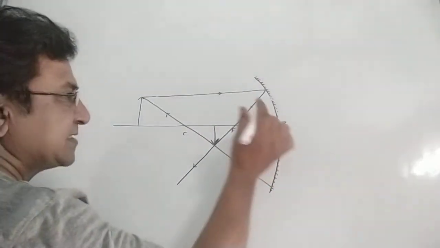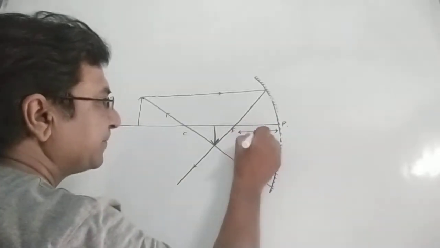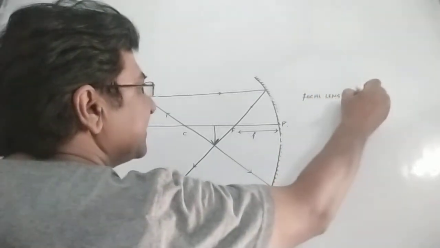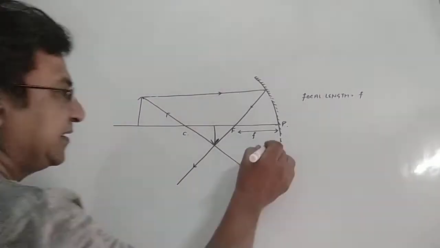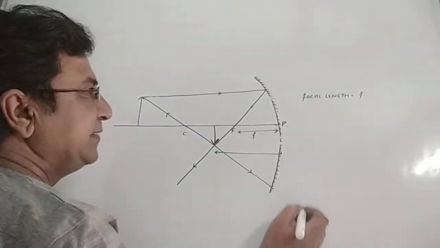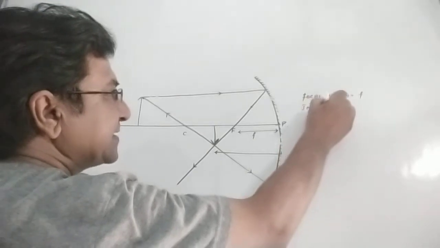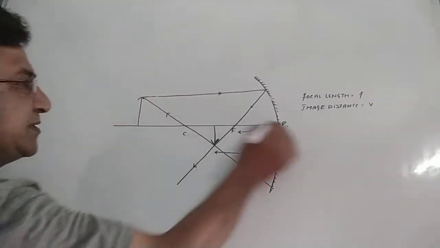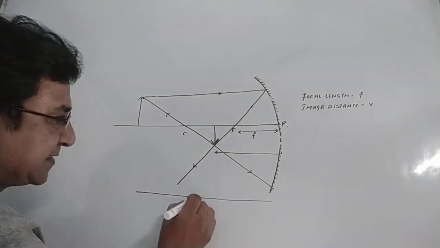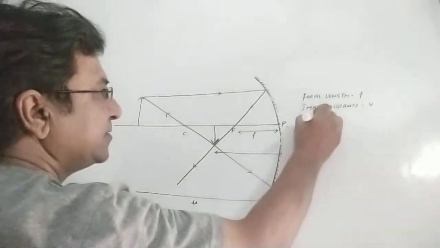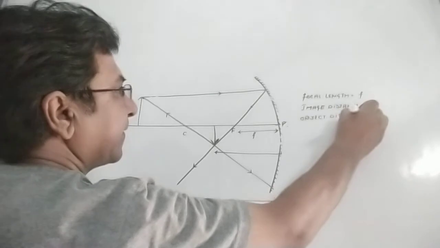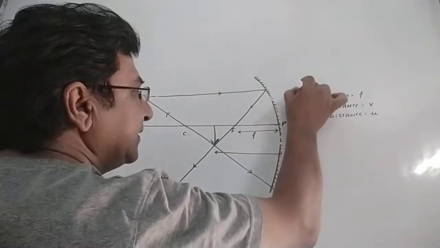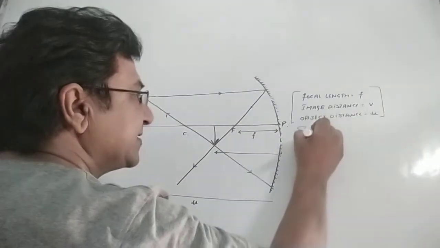Now this distance between the pole and focus is called the focal length, symbolized as F. The distance between the pole and the image is called the image distance, and it is symbolized as V. And the distance of the object from the pole is the object distance, that is symbolized as U. So the first thing in sign convention you have to remember: these are the symbols given, and now let's discuss the sign conventions.